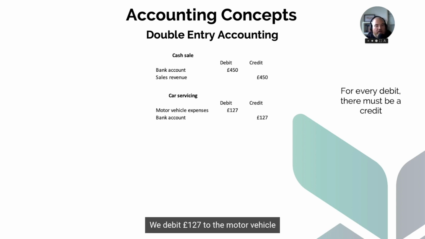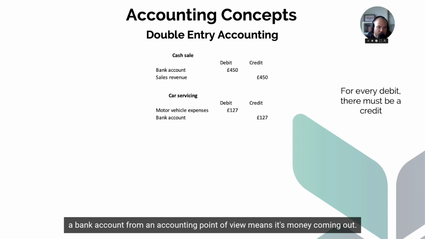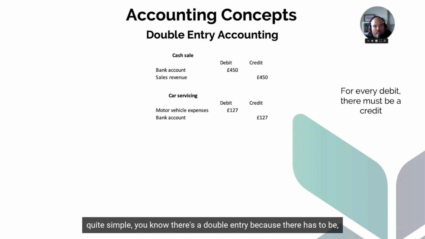So we debit £127 to the motor vehicle expenses account, and we credit £127 out of the bank account. As I said earlier, try and get your head around that idea that crediting a bank account from an accounting point of view means it's money coming out. So that's your debit and credit. Quite simple, there's a double entry because there has to be, what we've done there is increase an expense account.